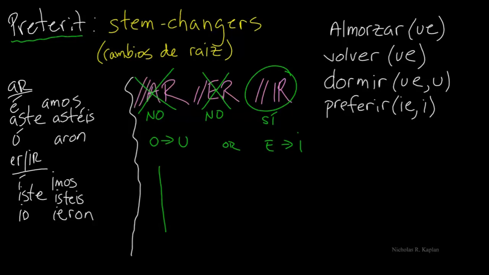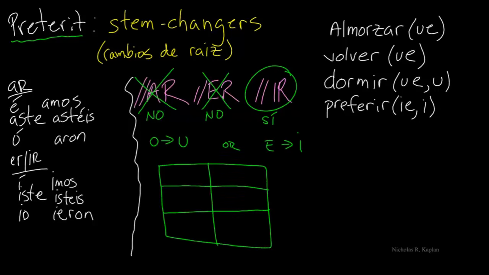So where do they change? Well, if we look at our box of 6, the stem changers in the preterite, in the IR verbs, is the only place we're talking about. They change here and here. So if we're working with a verb like dormir or preferir, this O here will change to a U only in the el, ella, usted, or the ellos, ellas, ustedes. And preferir, it will change from an E to an I, again in that same form.